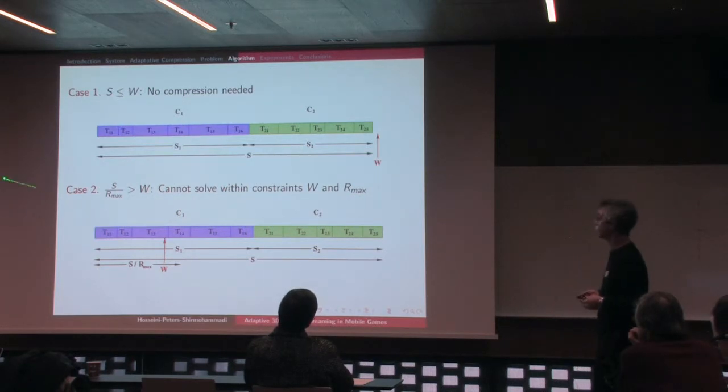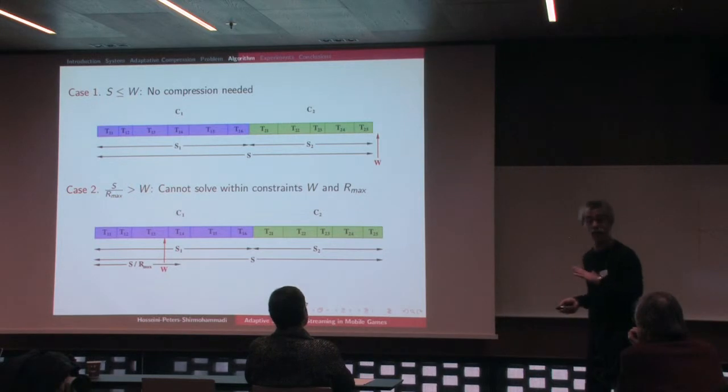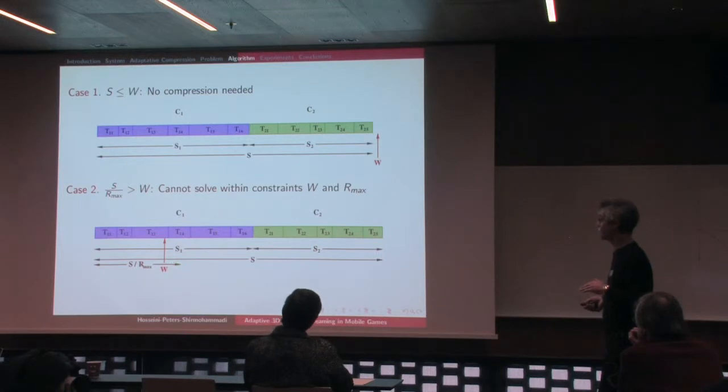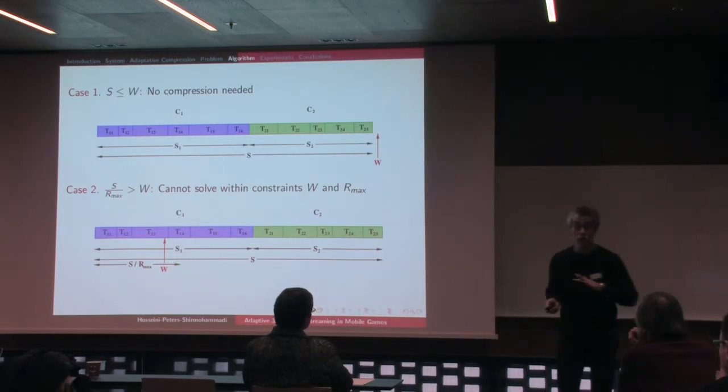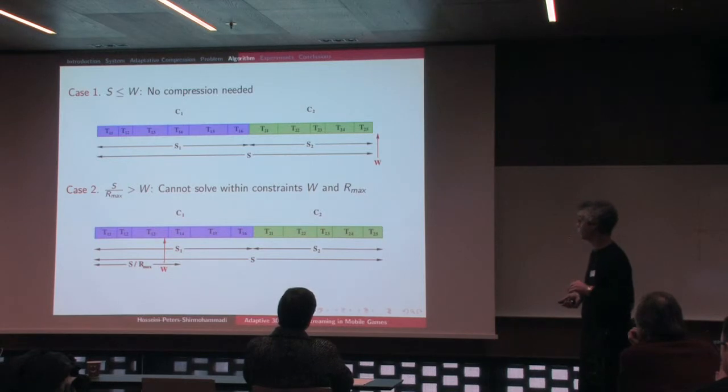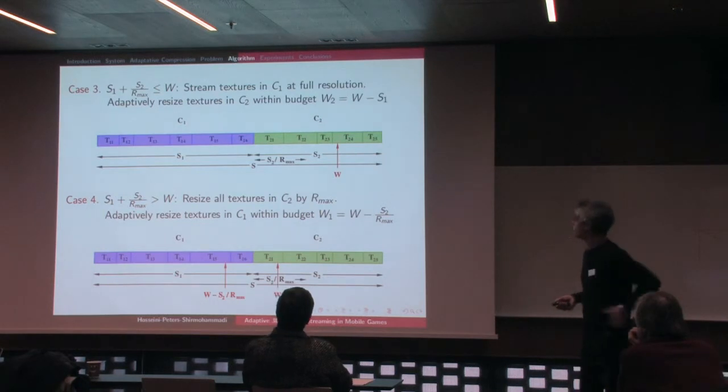The second case is that even if we take all the textures and compress them by the maximum acceptable amount, we still can't fit in the budget. So here's the minimum space we could use that's acceptable. The budget is insufficient. We can't solve the problem at all. So the two interesting cases are 3 and 4.